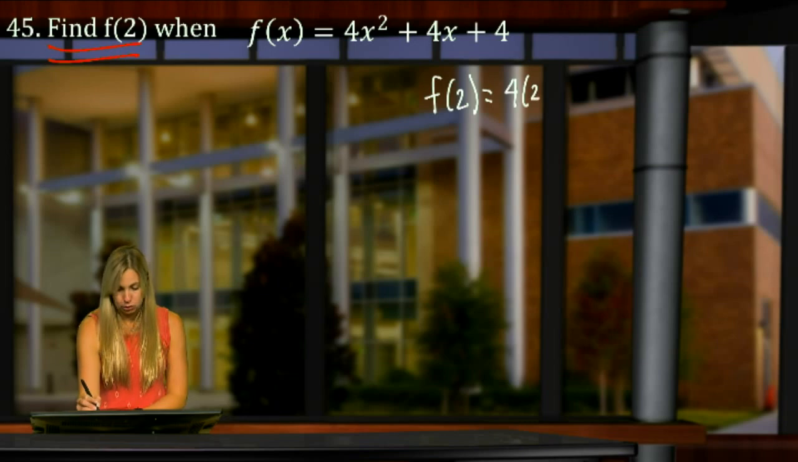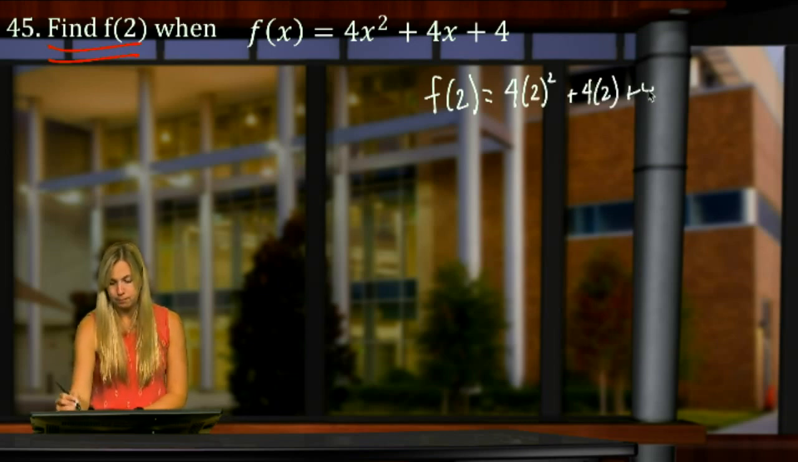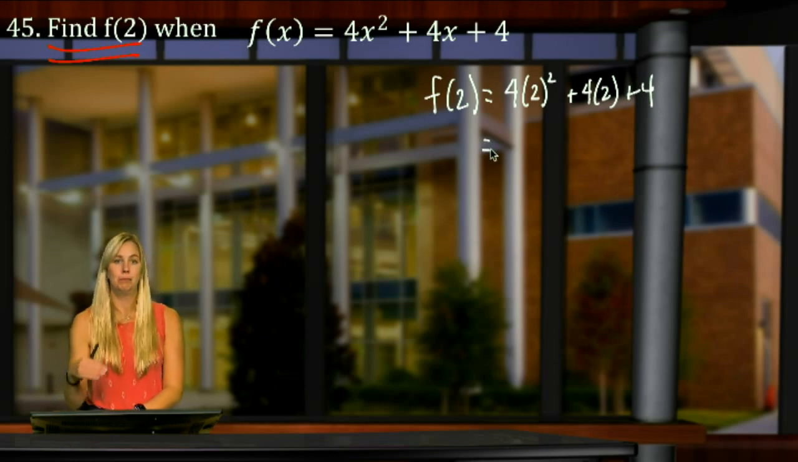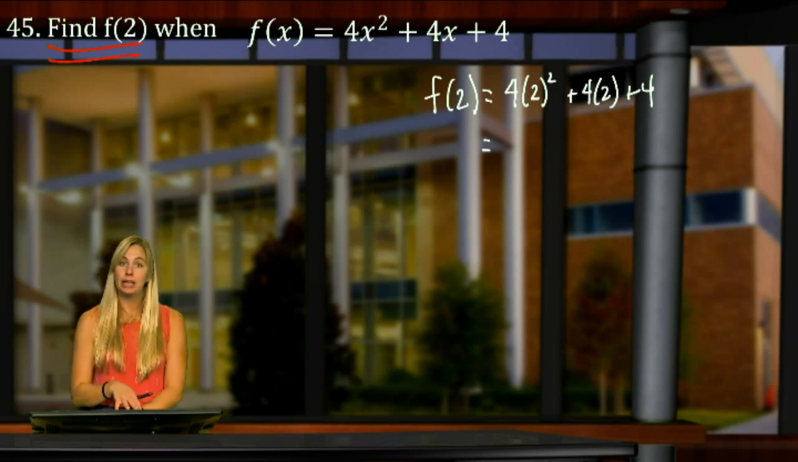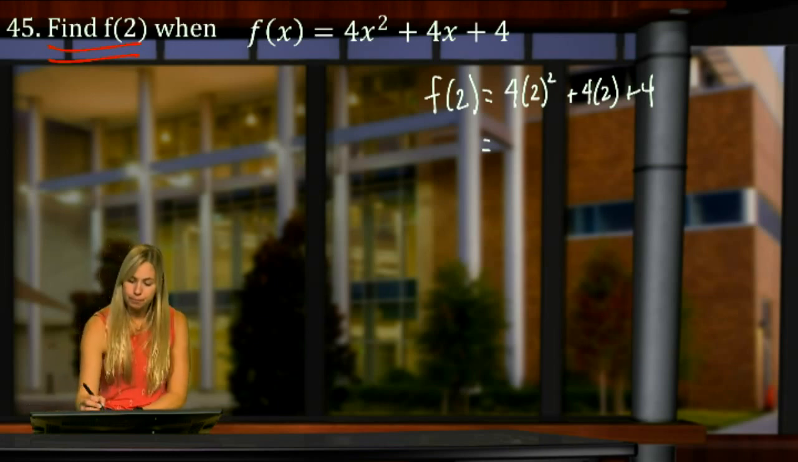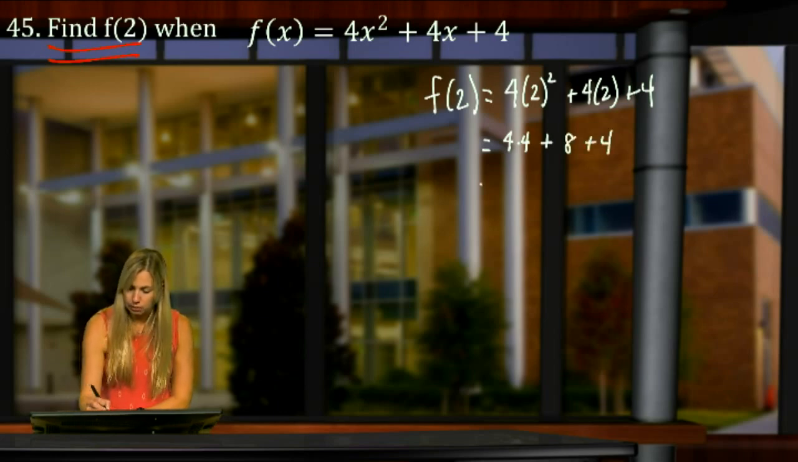4 times 2 squared plus 4 times 2 plus 4. And I'm going to do some mental math while following my order of operations to try to simplify this before I reach for my calculator, because if I type it into my calculator incorrectly, then it's going to give me the wrong answer, and we're not going to know any different if it's supposed to be that or not. So order of operations, 2 squared is 4, so 4 times 4. 4 times 2 is 8 plus 4, 16 plus 8 plus 4.